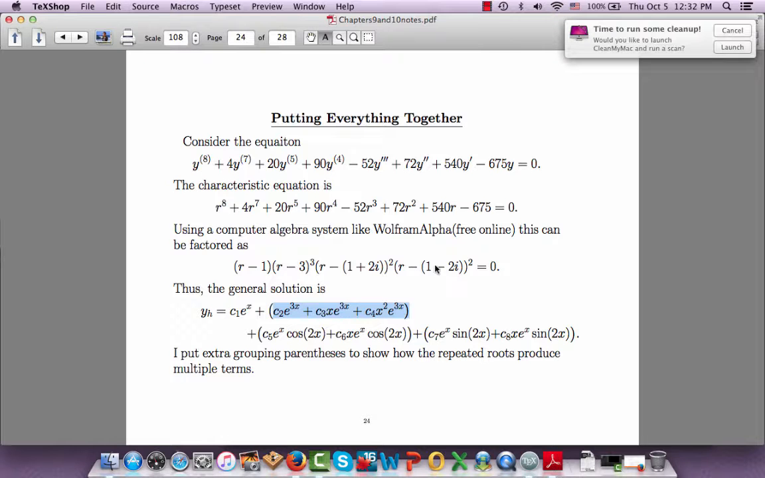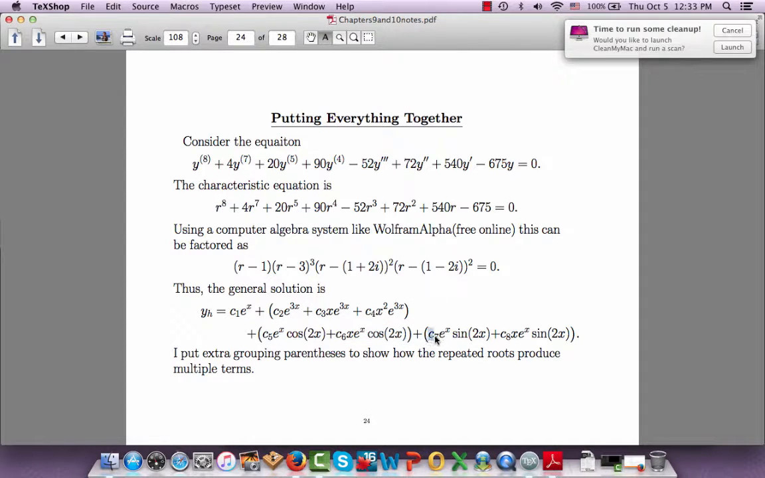But both of these are repeated, so we have to get a cosine term. We have e to the 1x, that's the 1 from the 1 plus 2i or 1 minus 2i, times the cosine of 2x. But that root is repeated, so we have to add another term with x times e to the x cosine of 2x, just like we did for the 3. It's a complex root, so we have to do it twice. The same thing for the sine terms.